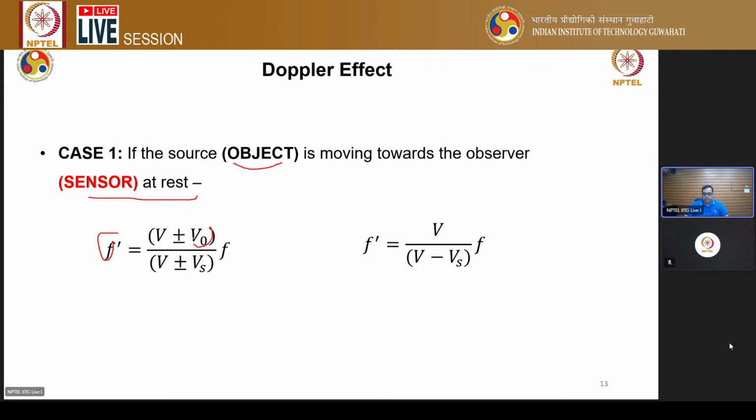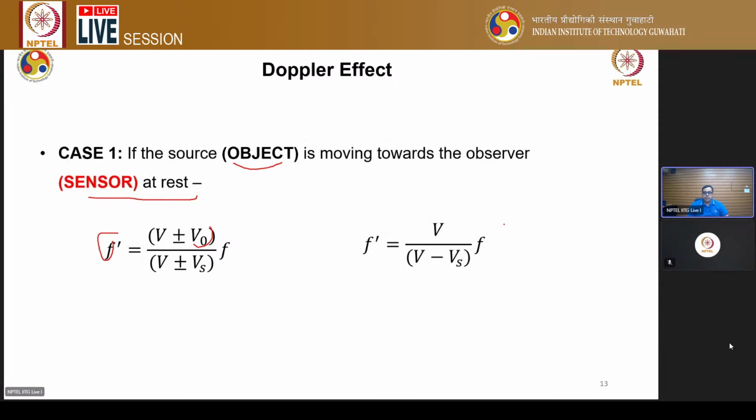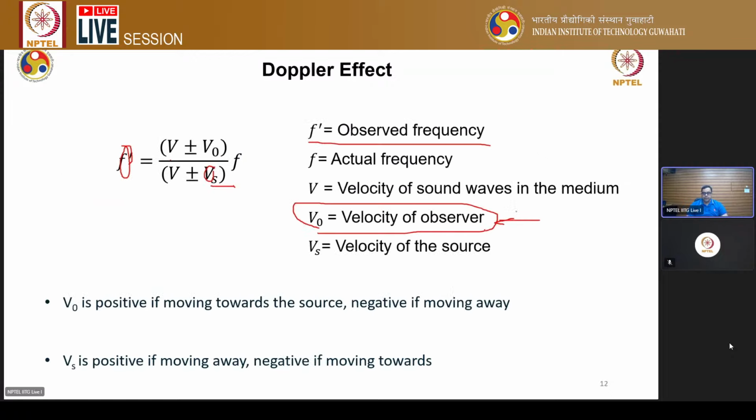Here I am taking V naught as 0, because V naught was the velocity of the observer, and I have just mentioned that your sensor is at rest. So V naught is 0, and the source, which is the object, is moving. So you get this frequency as V by V minus Vs, multiplied by, of course, the actual frequency.